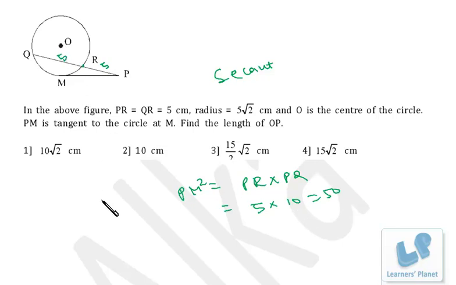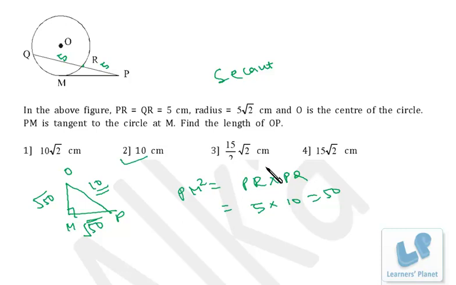Now we know that this is P, this is O, this is M. OM is the radius, and radius and tangent are perpendicular to each other. Now PM square we know is 50. The radius is 5 root 2, so if we square it, it is also 50. Now according to Pythagoras theorem, OP square will be 50 plus 50, that means it is 100, so OP must be 10. So the length of OP is 10 centimeters.